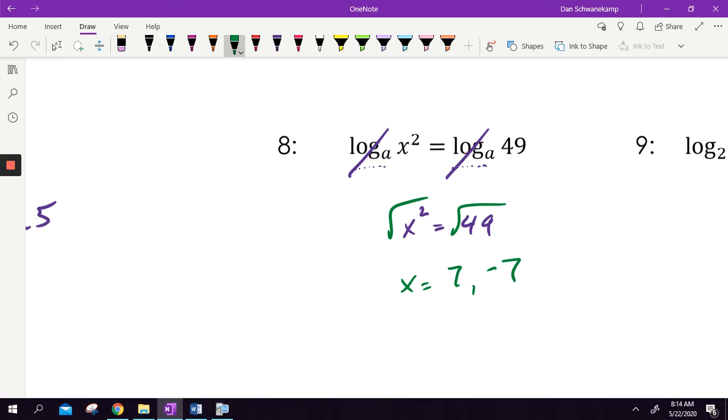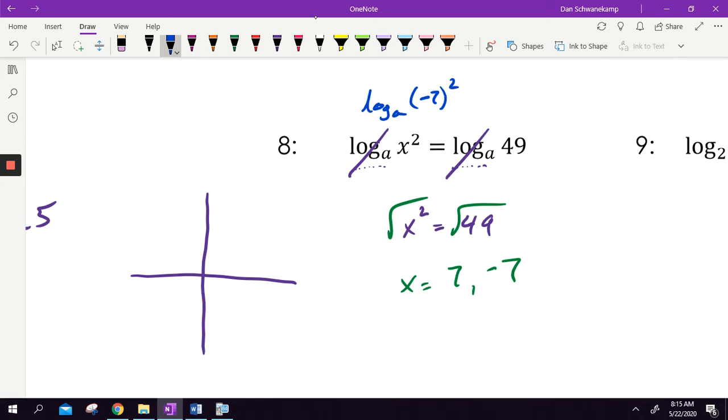Now, with that being said, something that you need to remember about logs. Okay, so we just did this a couple chapters or a couple sections ago. But if I wanted to do log, oh no, we're okay here. I just want you to make sure we see this. So I'll just show it to you. Log base A of negative 7 squared.